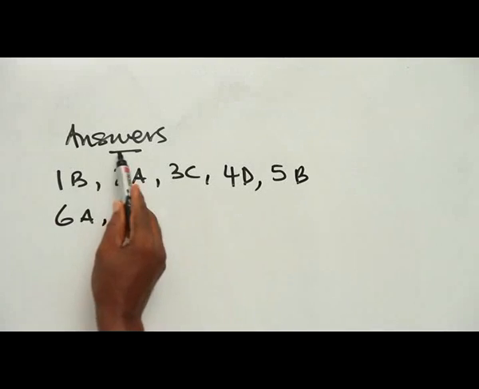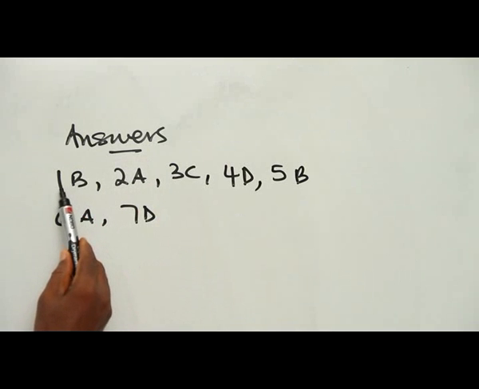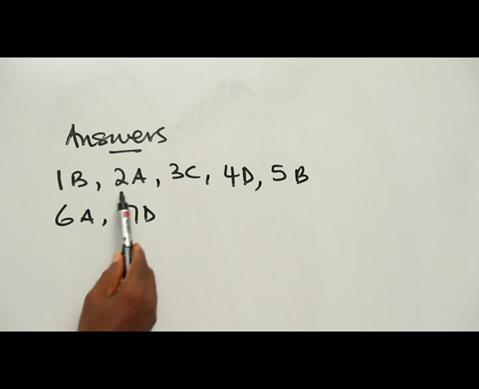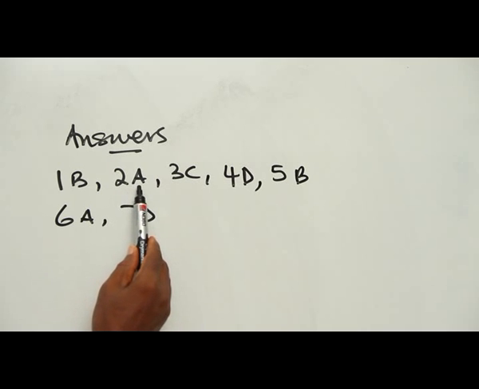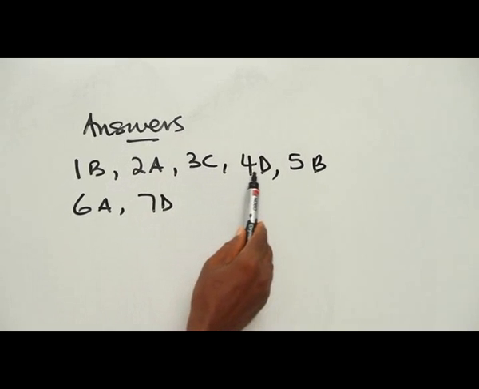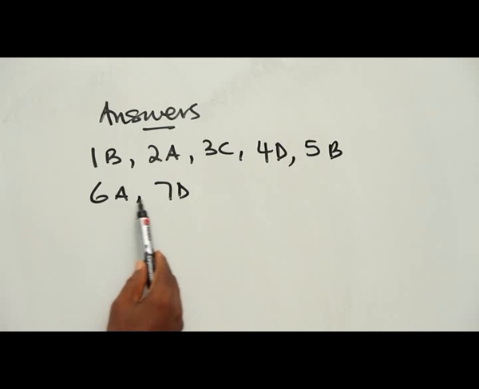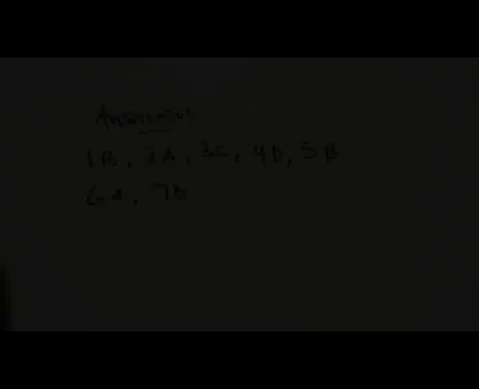Here are the answers to the exercise. Question number 1, option B. Number 2, option A. Number 3, option C. Number 4, option D. Number 5 is B. Number 6 is A and 7 is D.